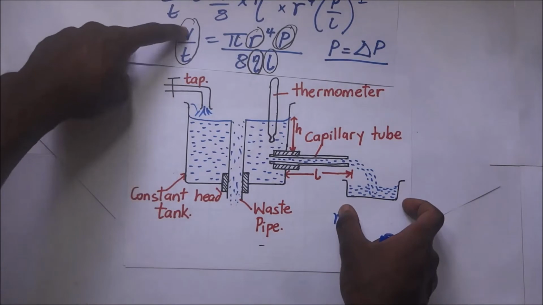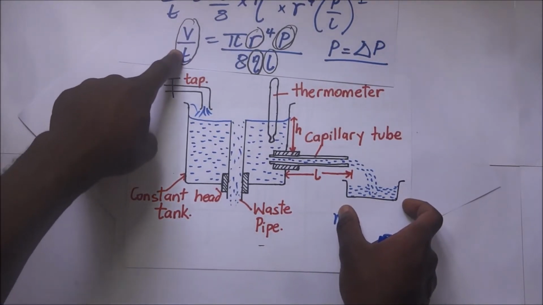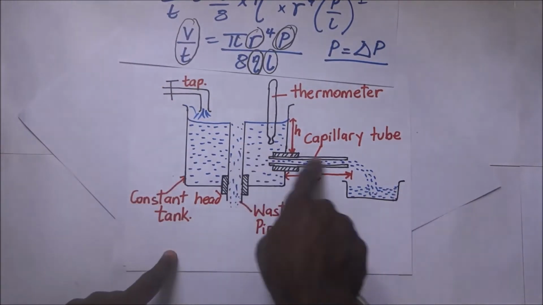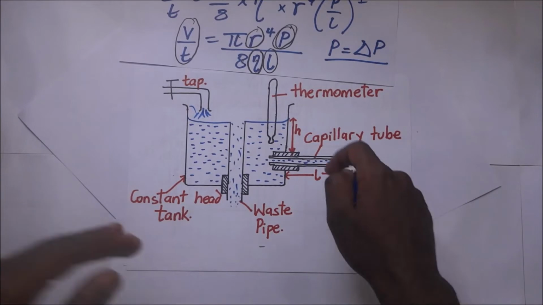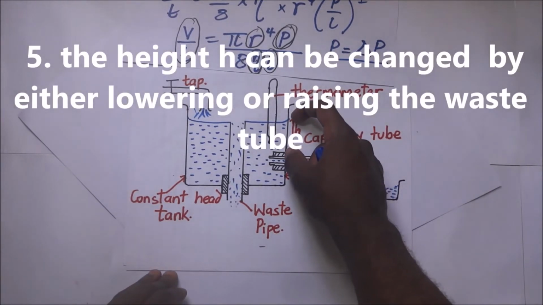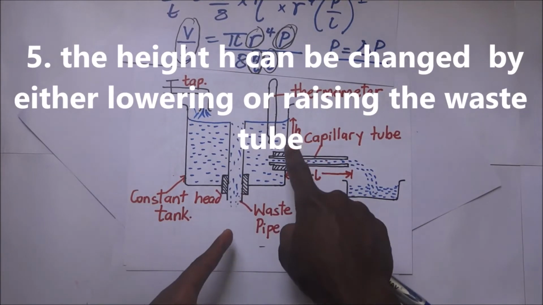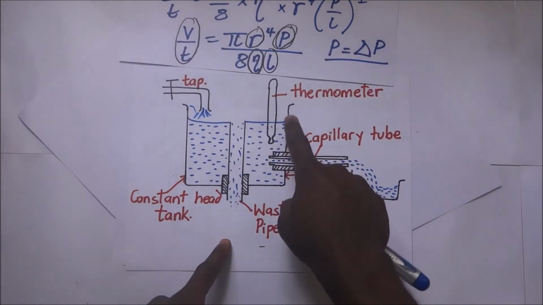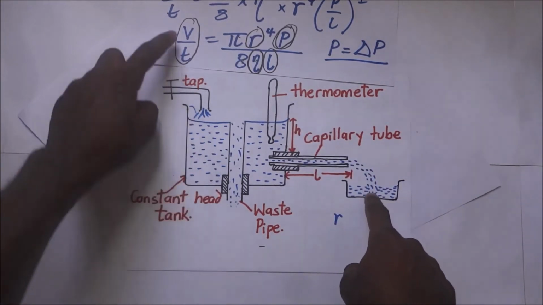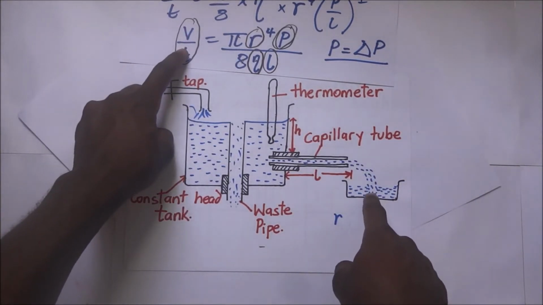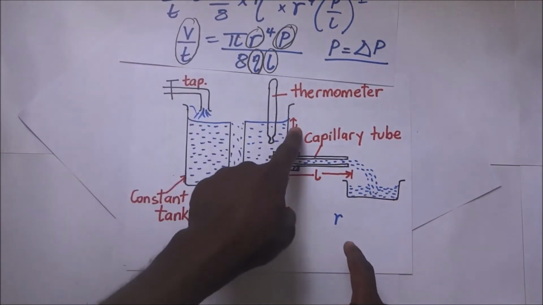So you get the volume, divide that by the time, and then you're able to get the volume flow rate. Now when you are finding that volume flow rate, you are doing it at a certain height H. So you adjust this waste pipe so that you obtain a new value of H. After obtaining the new value of H, get another volume flow rate, V over T. What I'm trying to say is that you get the volume flow rate for different values of H.